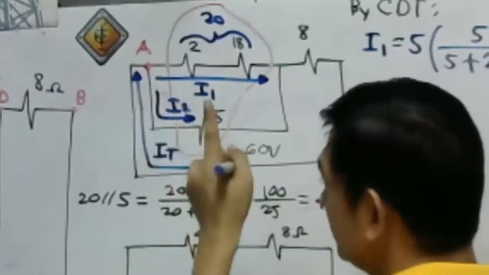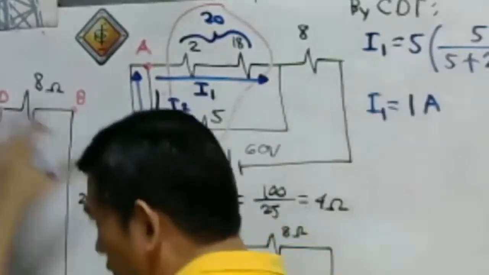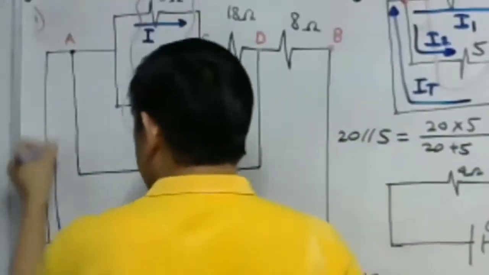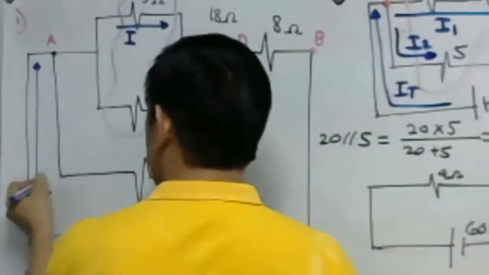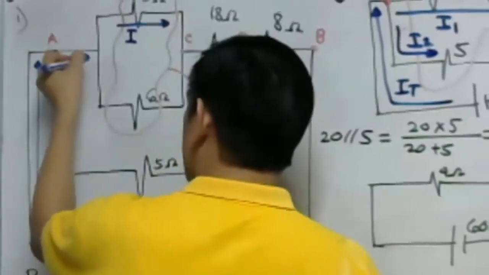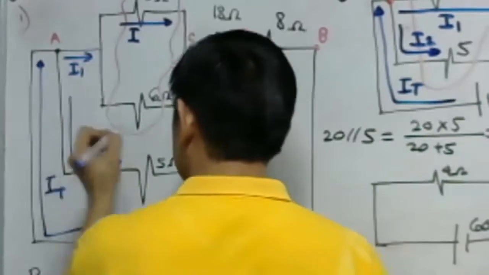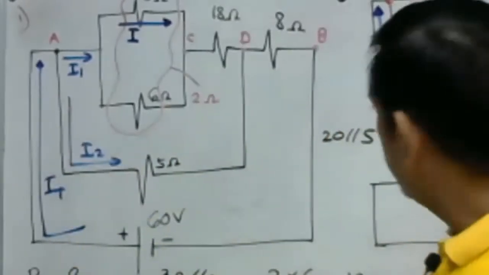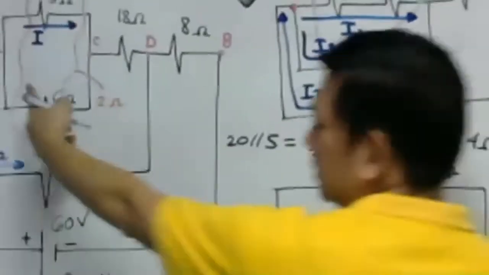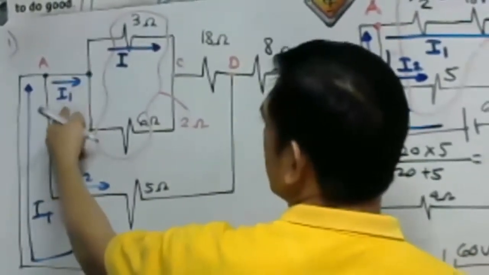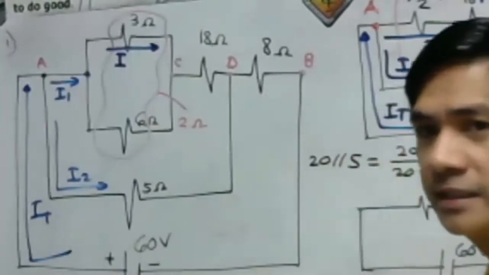So first, where are that I1 and I2 in the original circuit? Take a look. This is our I total. So this will be our I1 and this will be our I sub 2. Okay? Then, take note, there is I sub 1 here. And the I sub 1 here is the resultant current of the 3 ohm resistance.